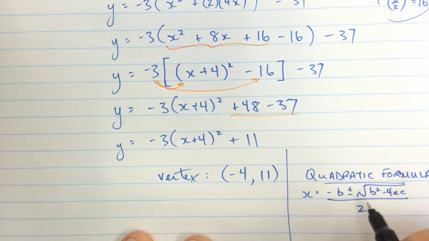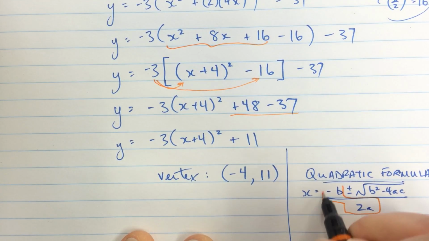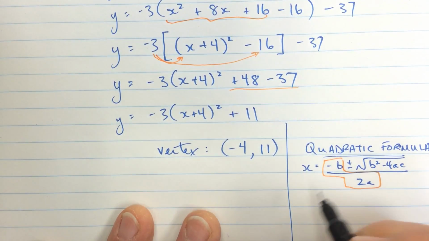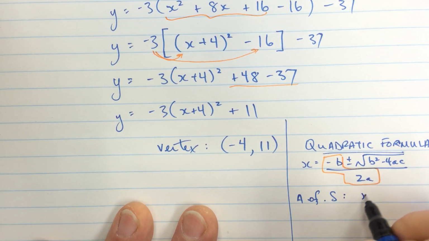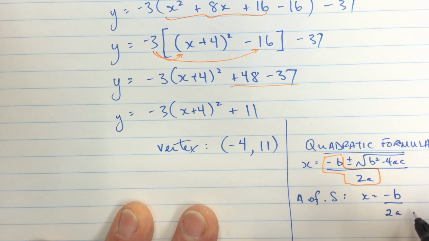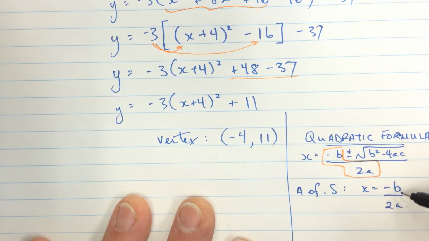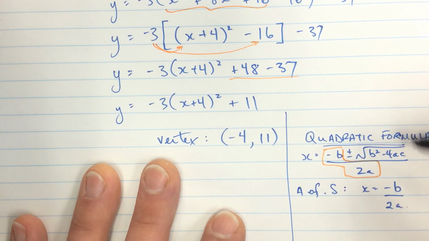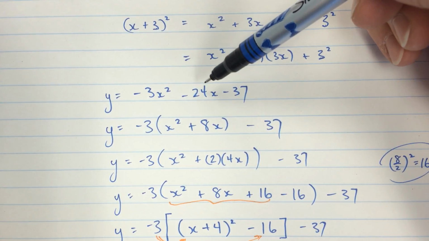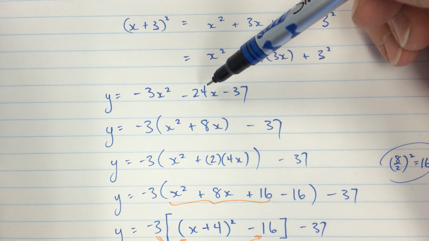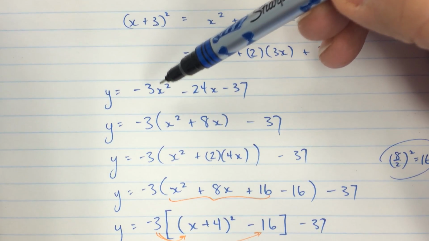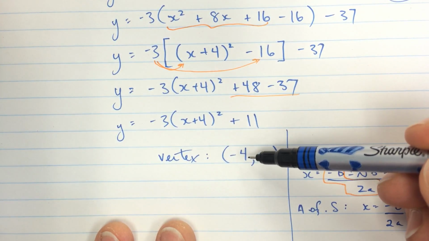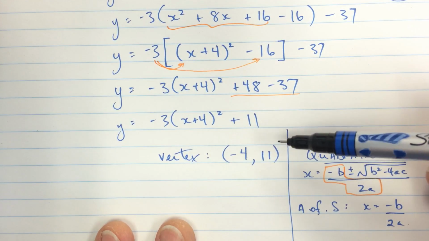Anyway, the first part of that, this part here, tells you the axis of symmetry. So the axis of symmetry is x equals negative b over 2a. That tells you the x value of your vertex. So if I look up at this example here, negative b over 2a would be positive 24 divided by negative 6. 24 divided by negative 6 is negative 4. That's our vertex value.